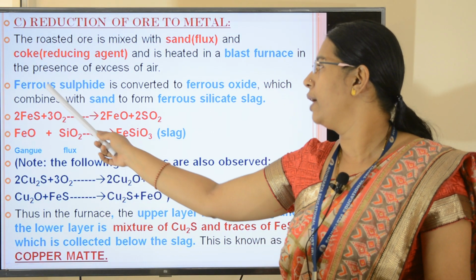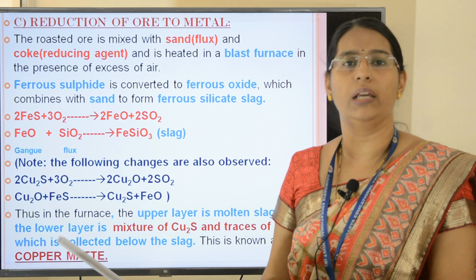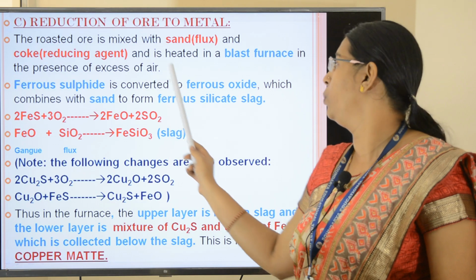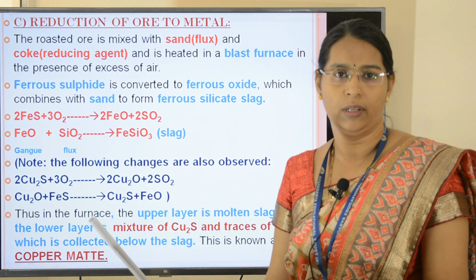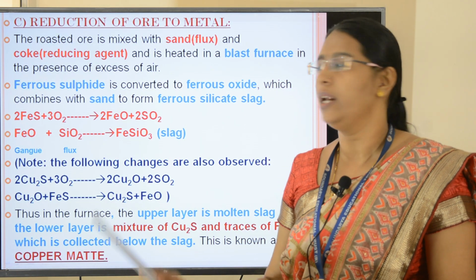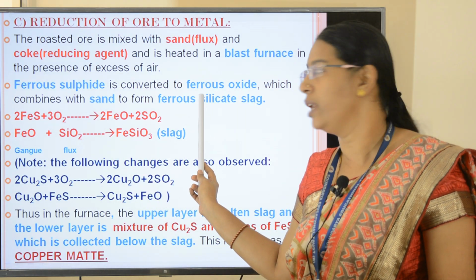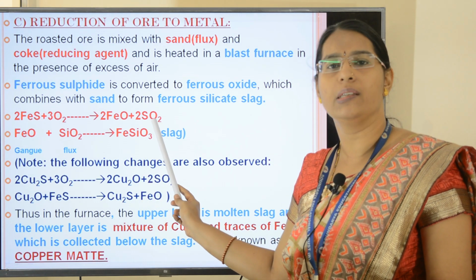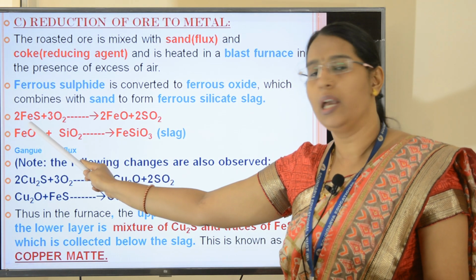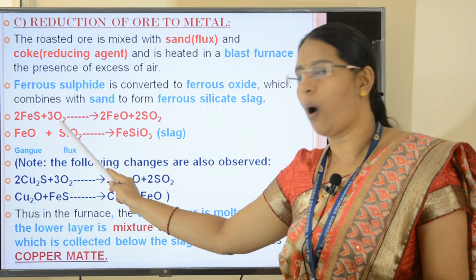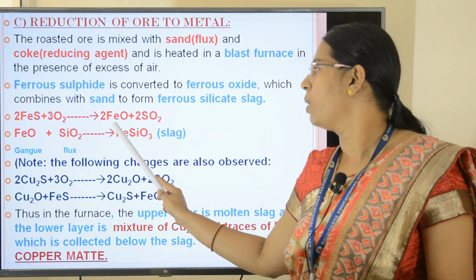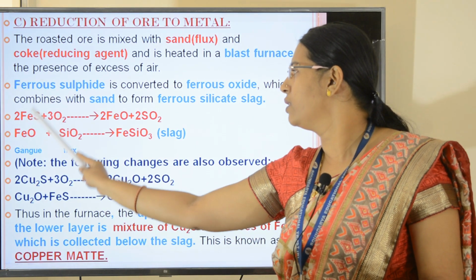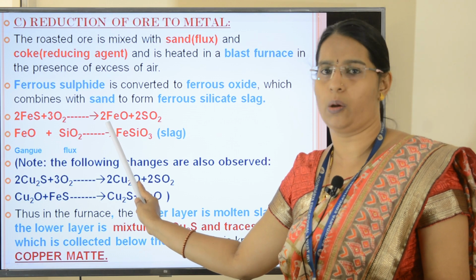You should remember that iron is more reactive than copper, hence ferrous sulfide is preferentially converted into ferrous oxide. First step, ferrous sulfide is preferentially converted into ferrous oxide and we will get ferrous oxide plus sulfur dioxide. This is the first reaction. Ferrous sulfide combines with oxygen to form ferrous oxide and sulfur dioxide gas is released. This ferrous sulfide is here oxidized to ferrous oxide.